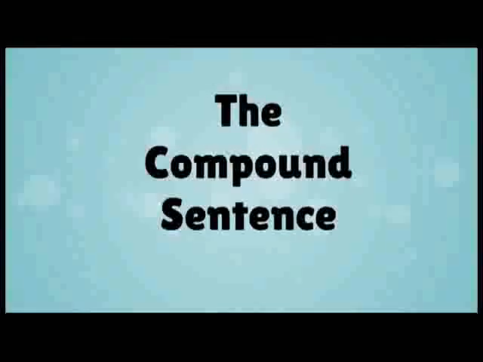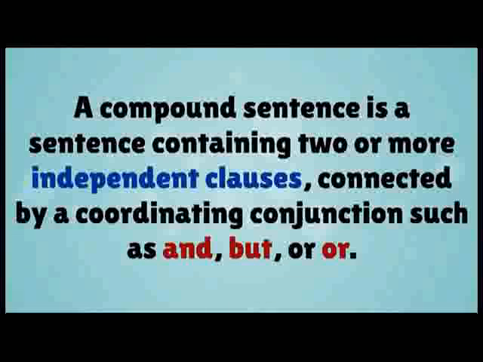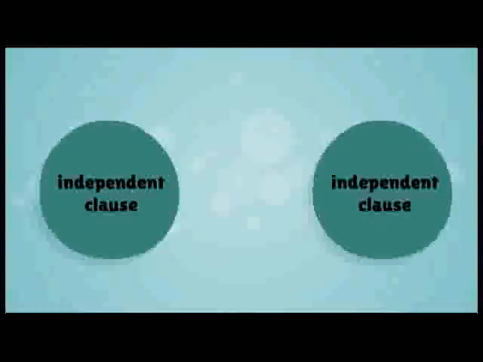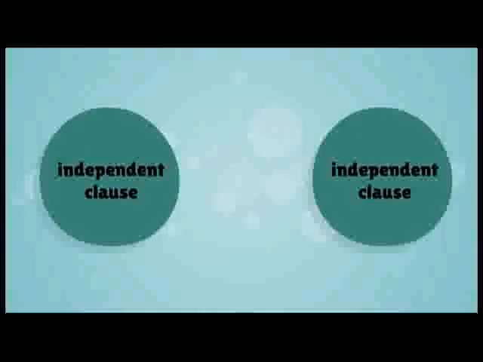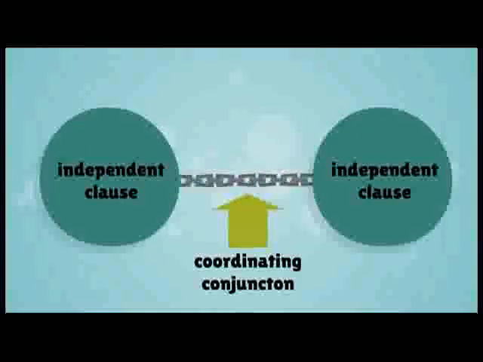The compound sentence. The compound sentence is a sentence containing two or more independent clauses, connected by a coordinating conjunction such as and, but, or. You can visualize it something like this. Here are our independent clauses, and here they are linked together by one of our coordinating conjunctions, and, but, or.